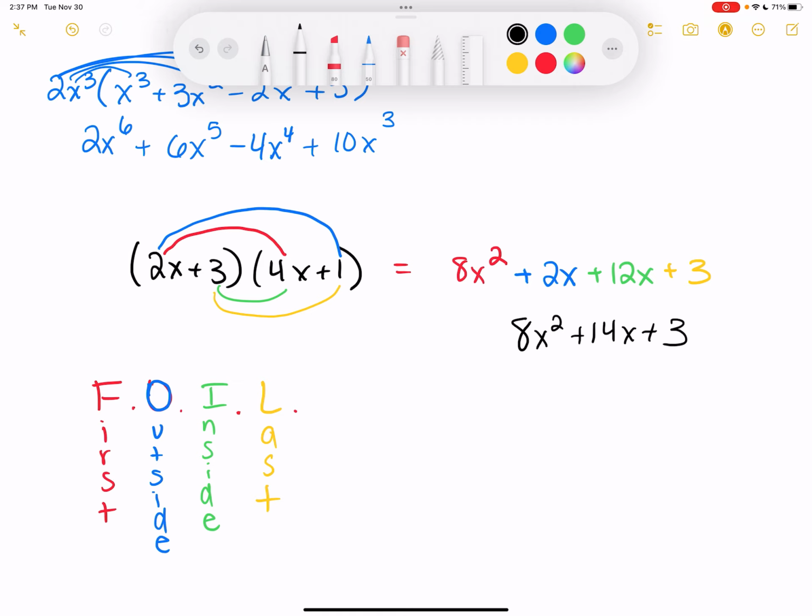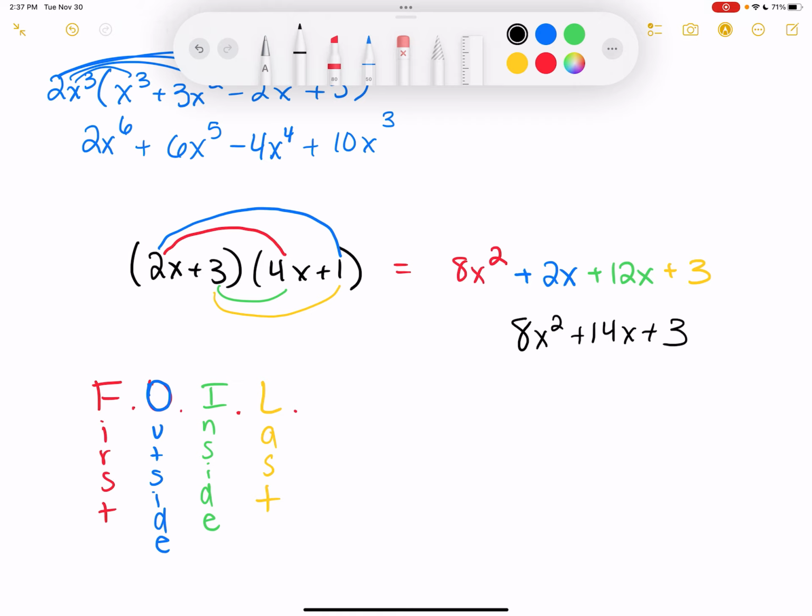Sometimes what I do is I switch it and I do what Mr. Cass called FIOL. I'll do first, inside, outside, last. Doesn't really matter as long as you do all 4 of these pieces. It doesn't ultimately matter what order you do them in. And sometimes I don't even pay attention to it. Once you get doing it enough, you're just going to do it without even thinking about it. You're just going to be like, okay, each piece.